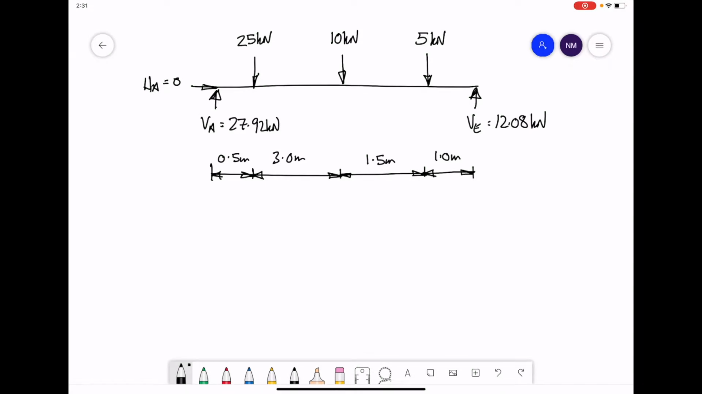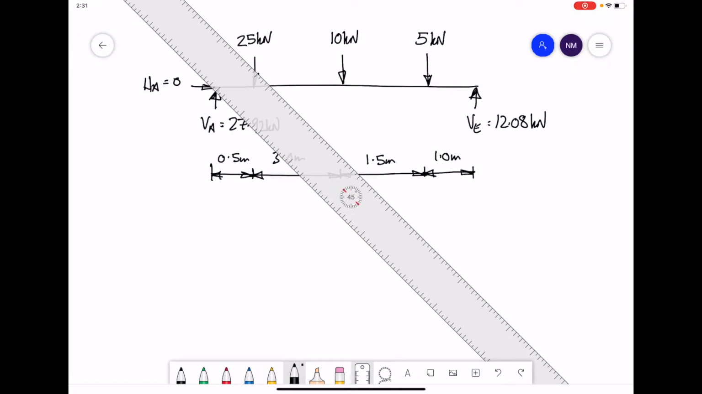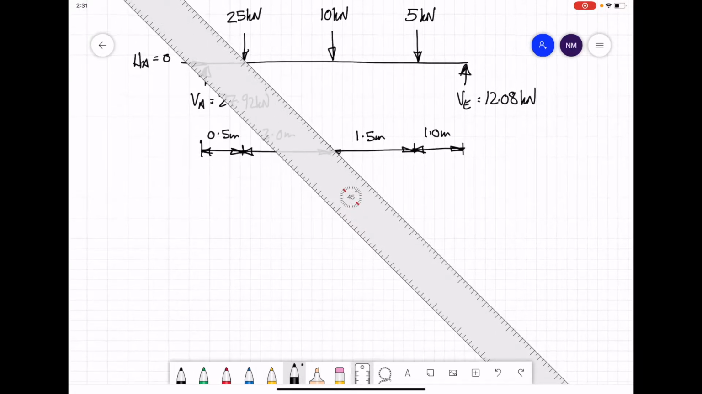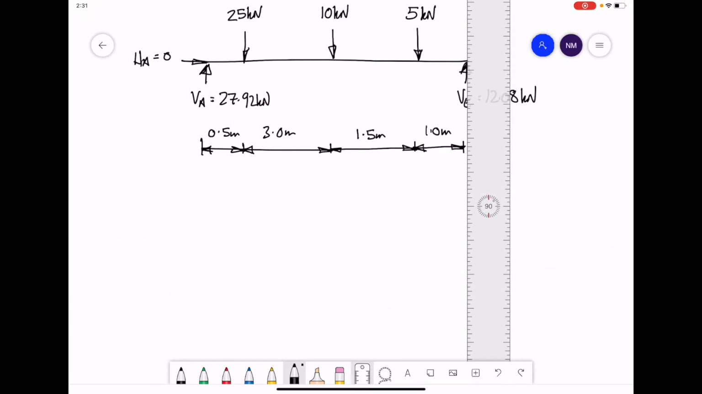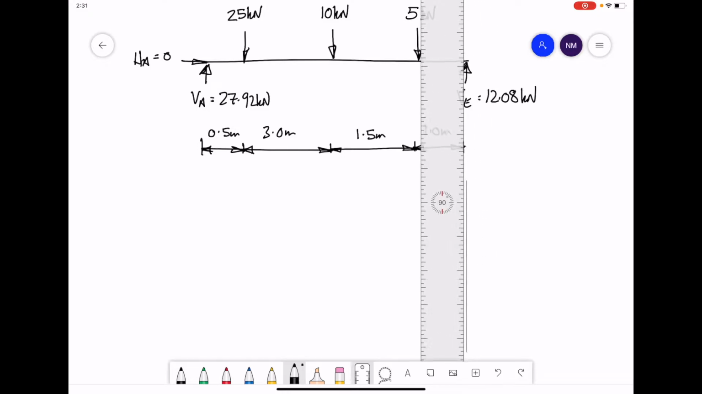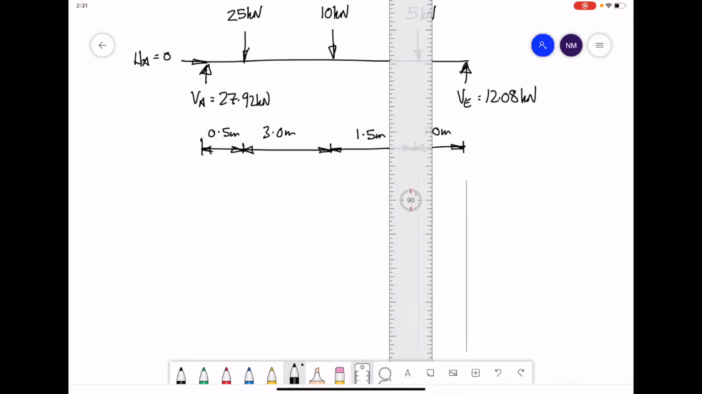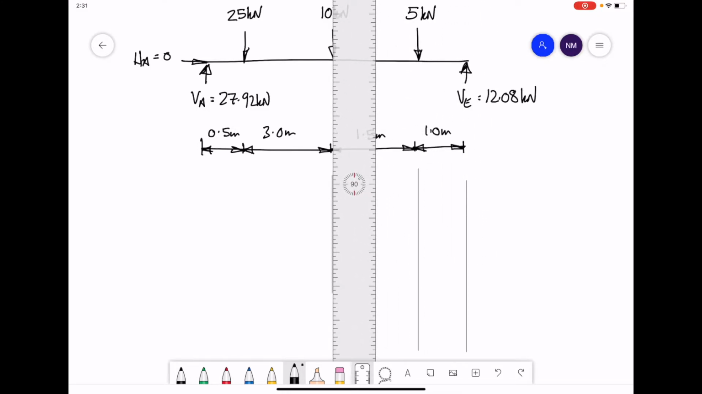Another example of a beam, this time with 3-point loads. We have previously worked out the reaction calculations for VA and for VB. Now we're going to plot the first of the two diagrams, which is the shear force diagram. For that, I'm going to draw in some construction lines at the start and the end of the beam, and where each of the point loads are located.